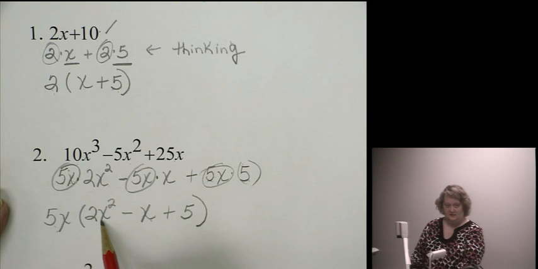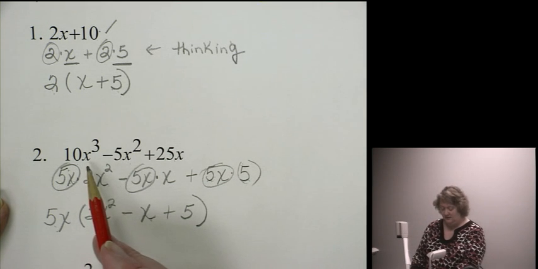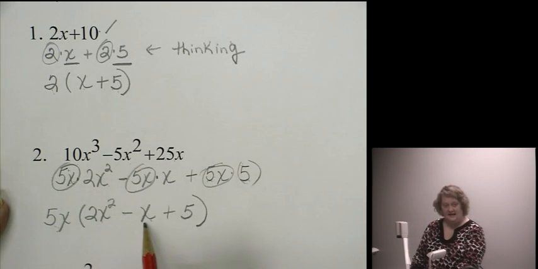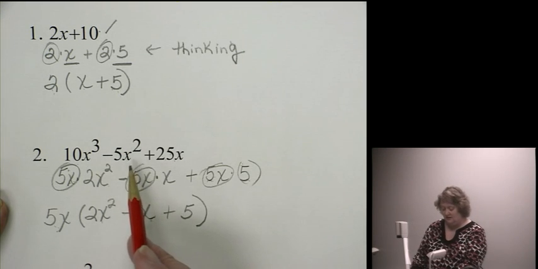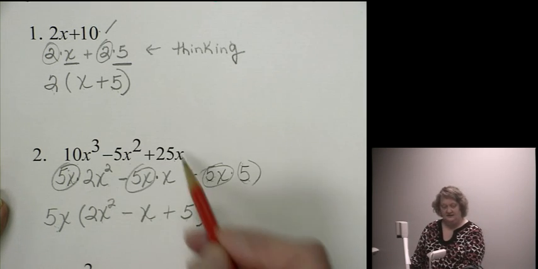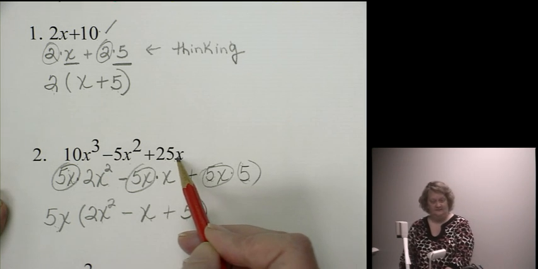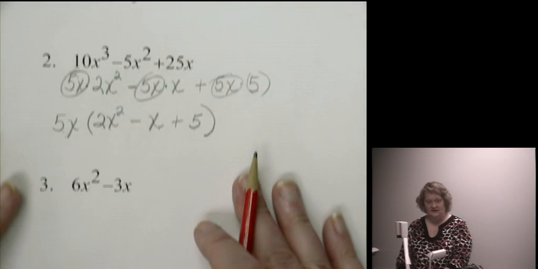5x times 2x squared gives me 10x to the third. 5x times minus x gives me 5x squared. 5x times 5 gives me 25x. Okay, let's look at the next one.